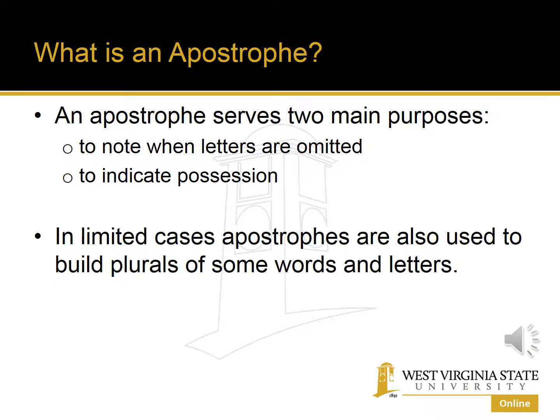So what is an apostrophe? An apostrophe, as we saw from the introductory project, serves two main purposes. It is used to note when letters are omitted, for example, in a contraction, and it is used to indicate possession. There are also some limited cases where apostrophes are used to build plurals of some words and letters, and we will look at some examples of those in another lecture.